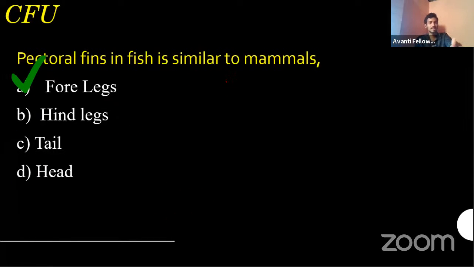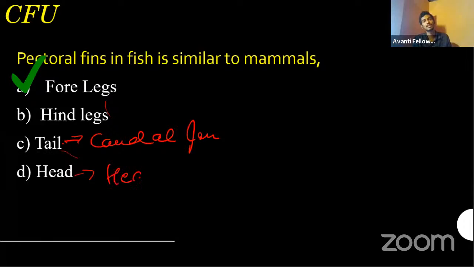You asked about the tail, right? I'm talking about mammals, not about us. Tail does not belong to that. So not a hind leg, not a head. Tail is a caudal fin, and head is head only. There is nothing else. Head is head only, right? So there is no difference.